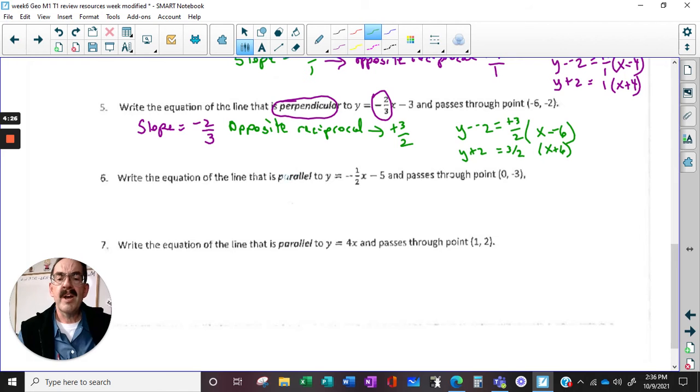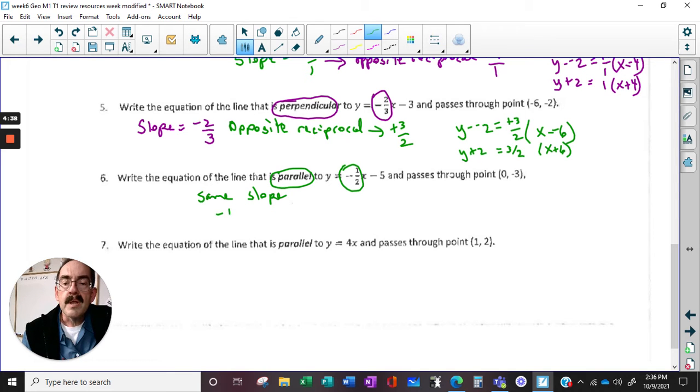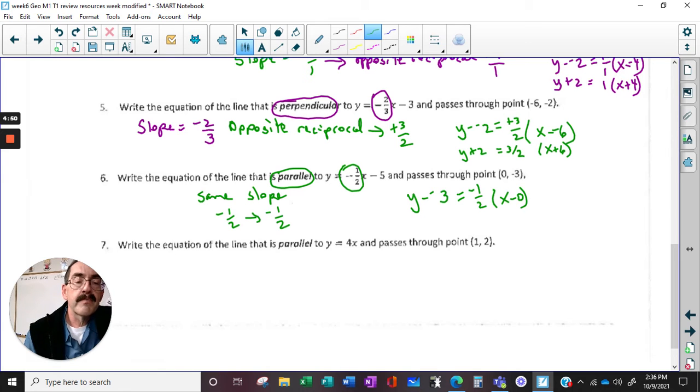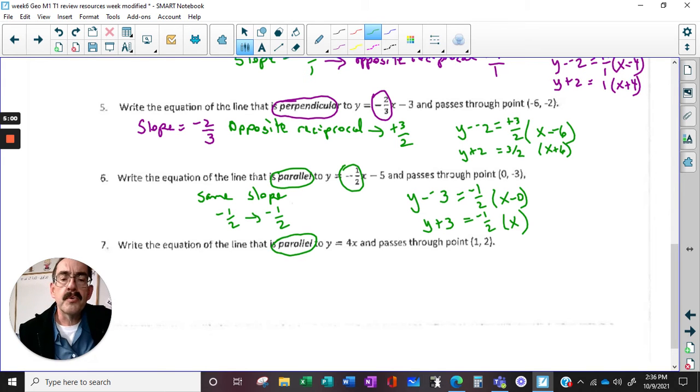Write the equation of the line parallel. Same slope. Okay? So -1/2. Y minus -3 equals -1/2 times x minus 0. Y plus 3 equals -1/2 x.